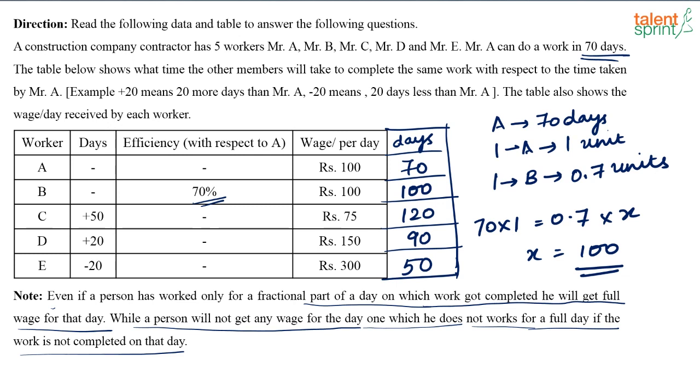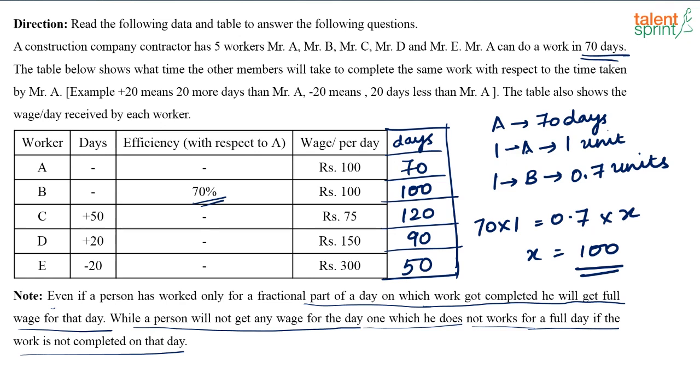Similarly, let us say I am working on the second day, but the work is again getting completed only on the 70th day, correct? I am working on the second day, but I am not doing the work for the full day, I am leaving earlier.